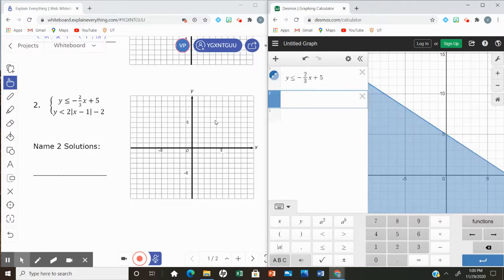Okay, so let's go to entry line number 2 and let's type in that absolute value inequality. So we want y is less than.